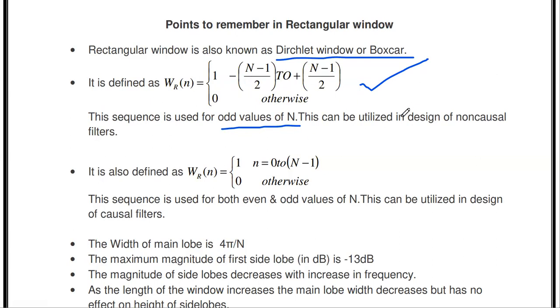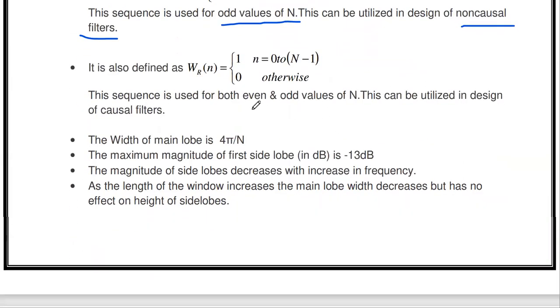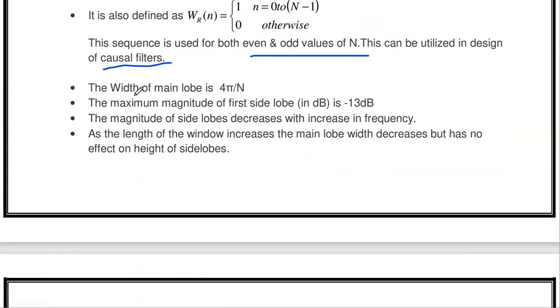So that's why this formula is used to design a non-causal filter. Similarly, if we want to use both even and odd values of n, the rectangular window formula is WR of n equal to 1 for n from 0 to n minus 1. That's why this formula can be used to design the causal filter. Then, the width of the main lobe of the rectangular window is 4 pi by n.